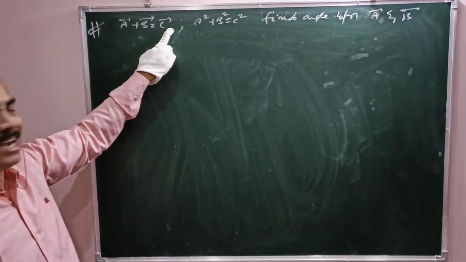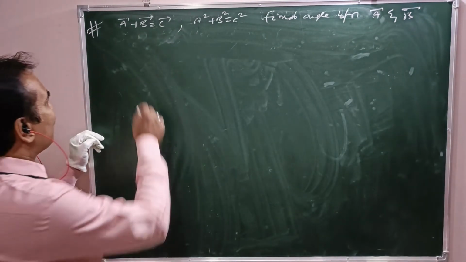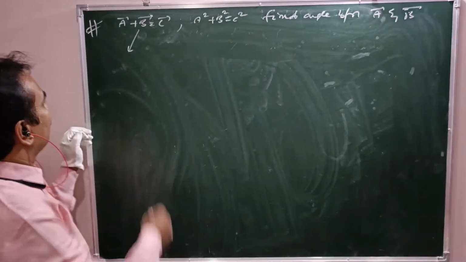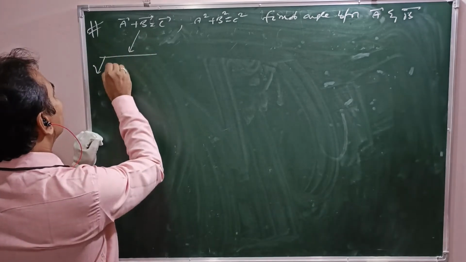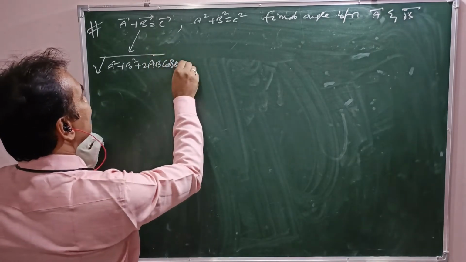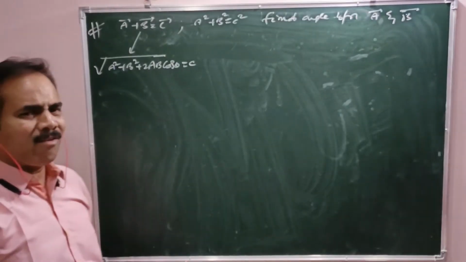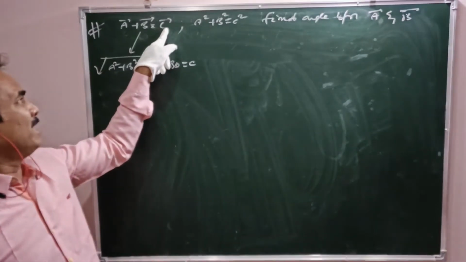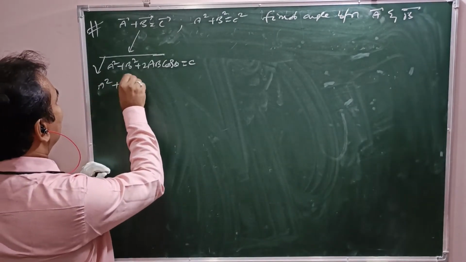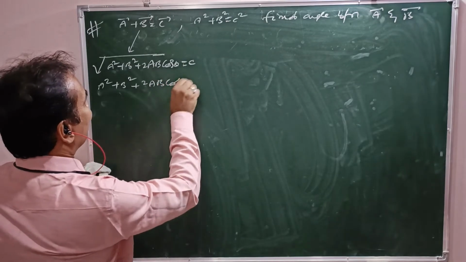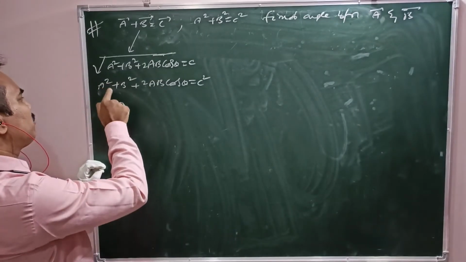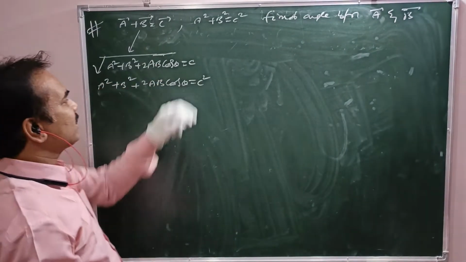Now, see, c bar is the resultant of a bar and b bar. As far as the parallelogram law of addition is concerned, what is the magnitude of the resultant? Mod c bar, that is c, equals root over a square plus b square plus 2ab cos theta. On squaring, the root disappears: a square plus b square plus 2ab cos theta equals c square.